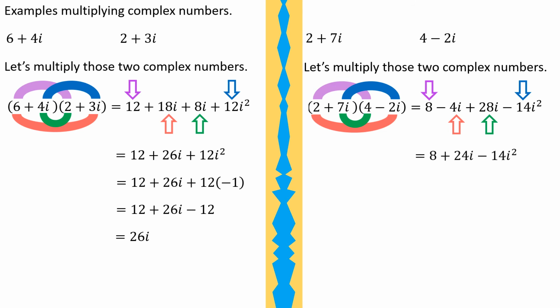-4i plus 28i combined to be 24i. However, I am not done. i squared is -1. -14 times -1 is positive 14. And that will simplify, and I get 26 plus 26i.